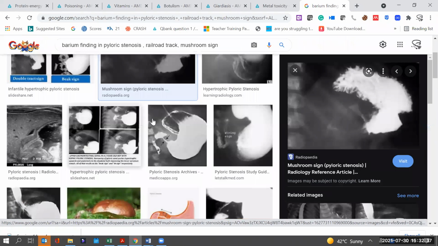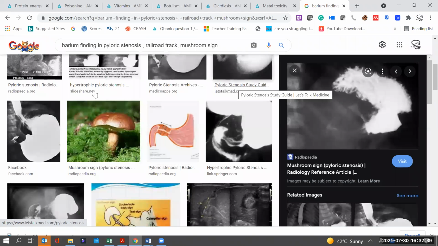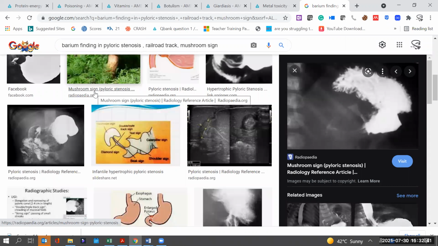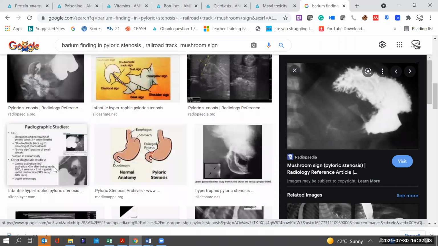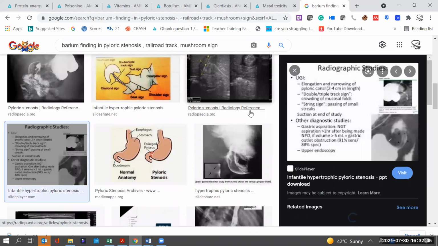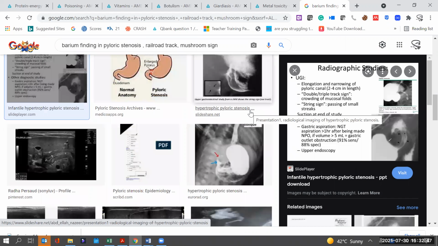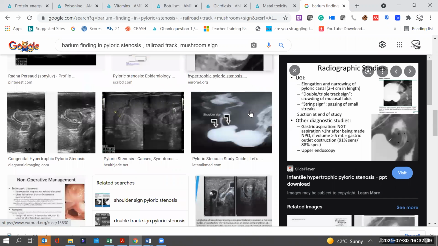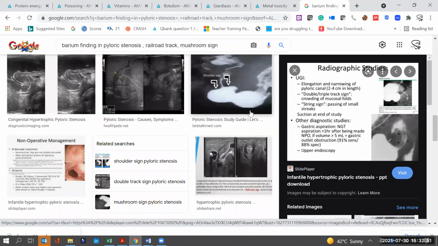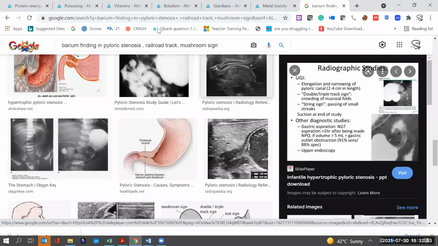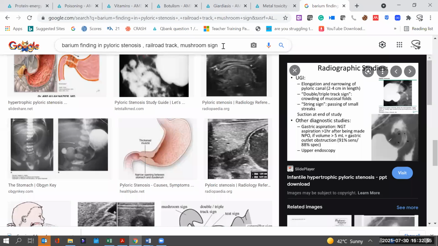I can see here. This one's the double bubble sign. Maybe I should only write rail track.